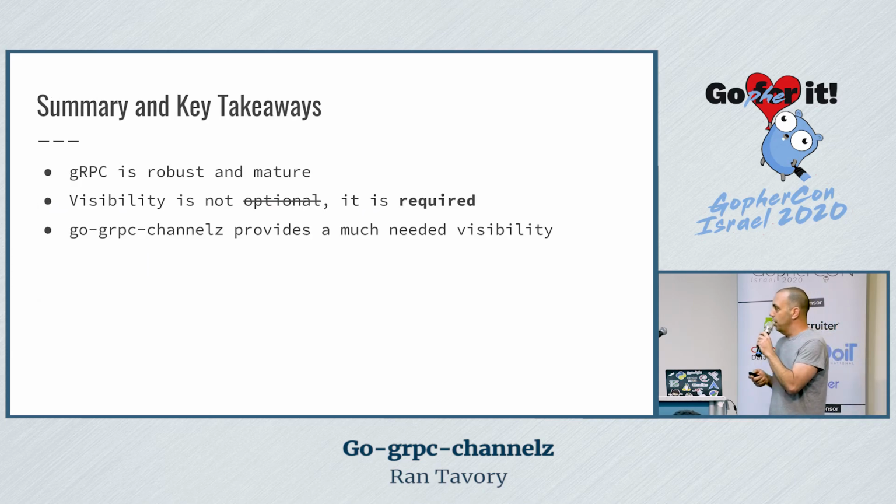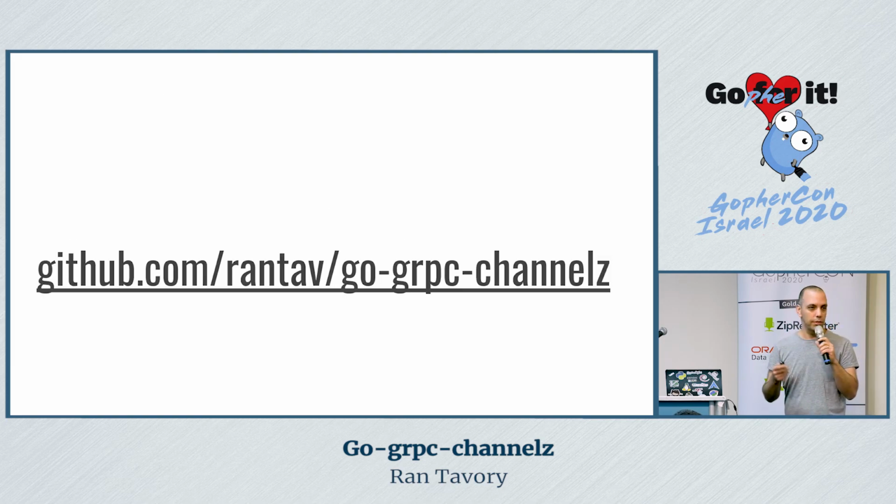That's also, to summarize, gRPC is robust and it's mature, and visibility is not optional. Visibility is required, and go-grpc-channelz simply provides what I think is a much needed visibility. So please go ahead, download that, and use it and enjoy.